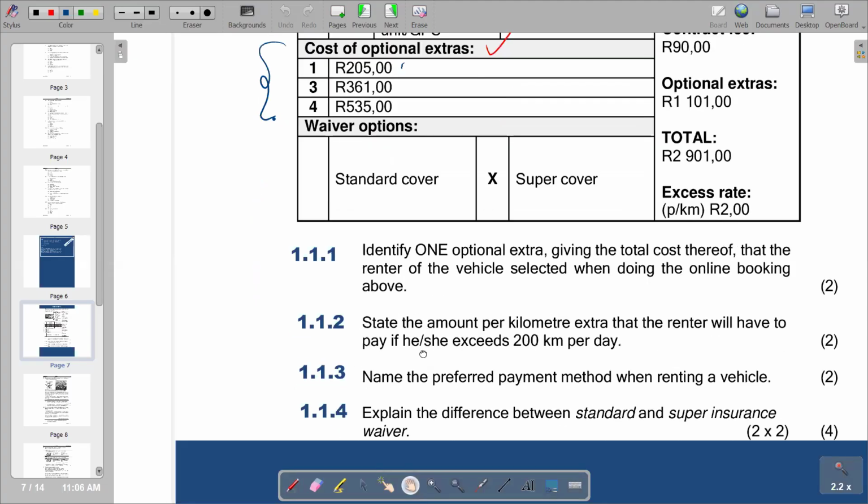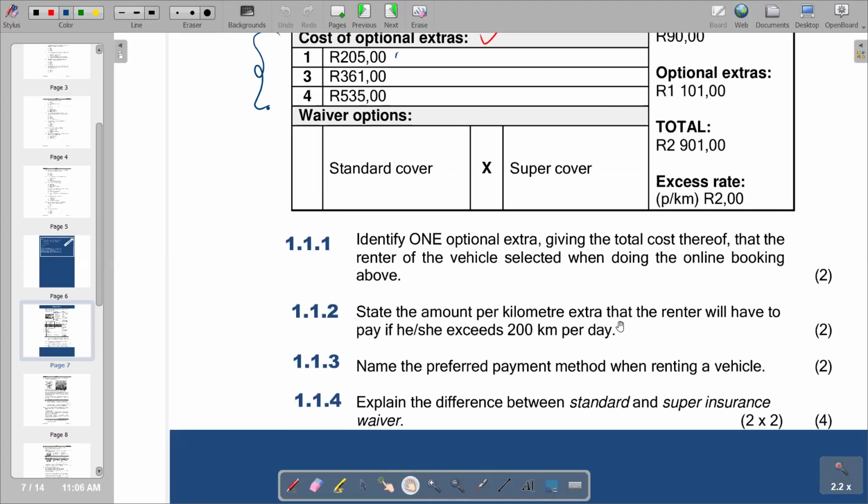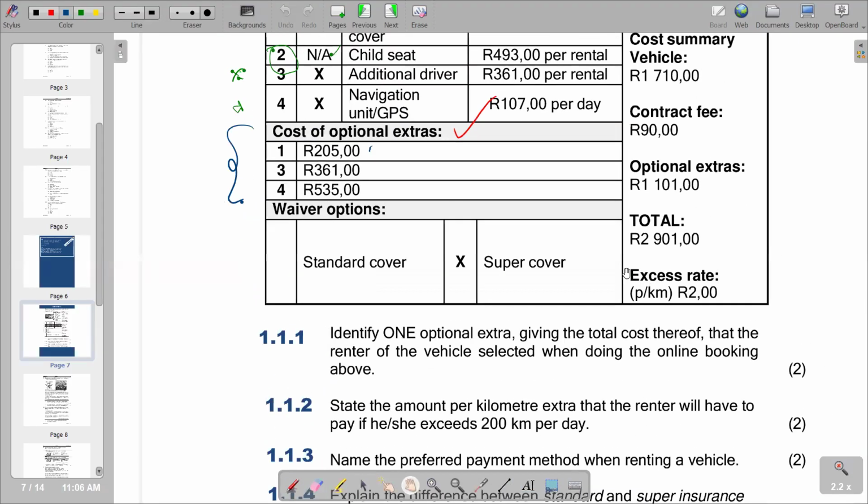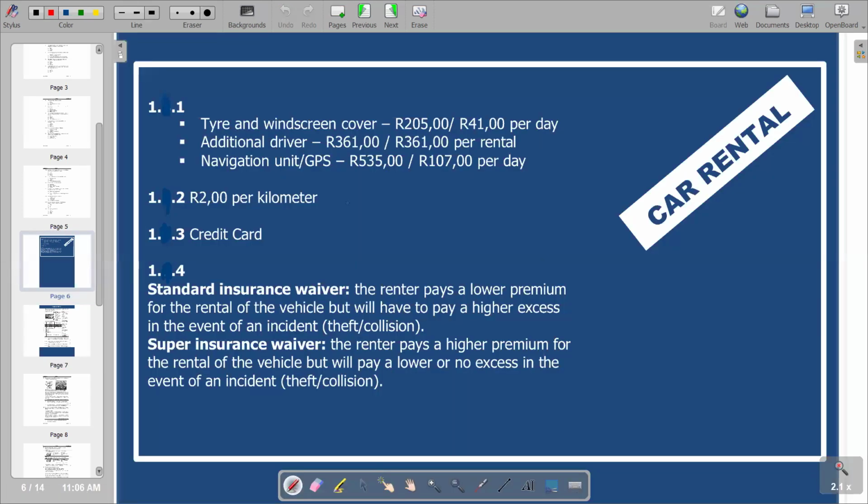On the second part, it says state the amount per kilometer extra that the renter will have to pay if he or she exceeds 200 kilometers per day. If you look there, we are given a section where they are saying excess rates, whereby we have per kilometer 2 rands. So this is where we have our response. We are saying 2 rand per kilometer is going to be our response.